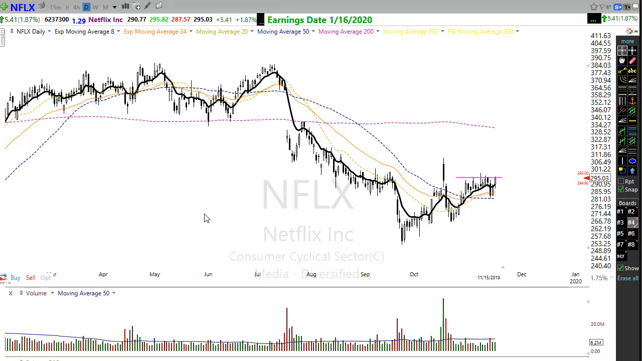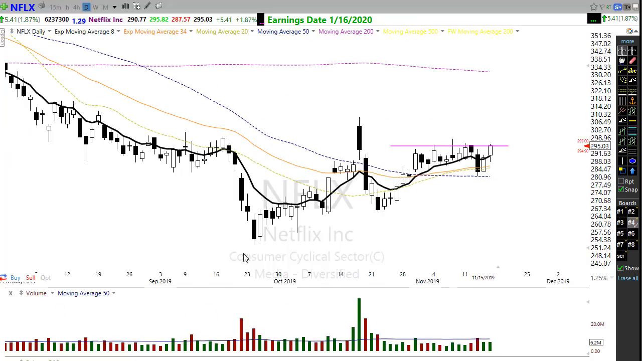It's a fantastic little tool to be able to identify those impulse waves and that opportunity to make profits in a trade.